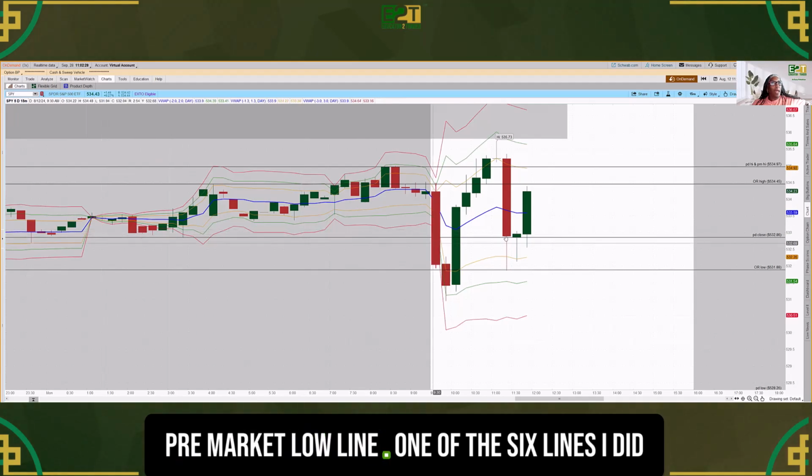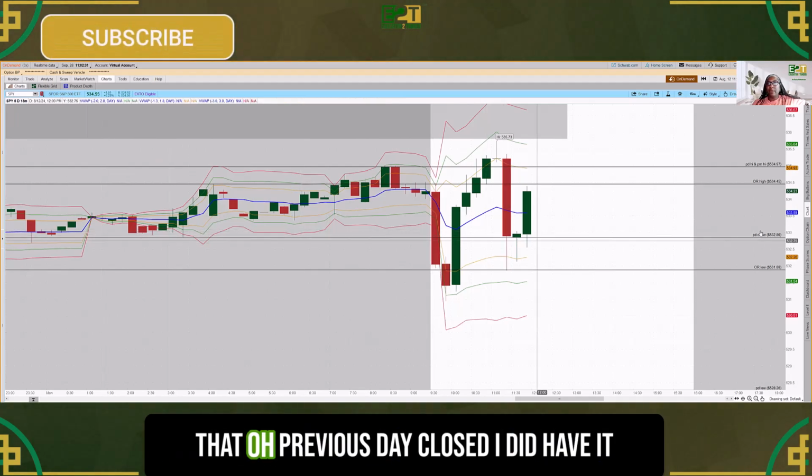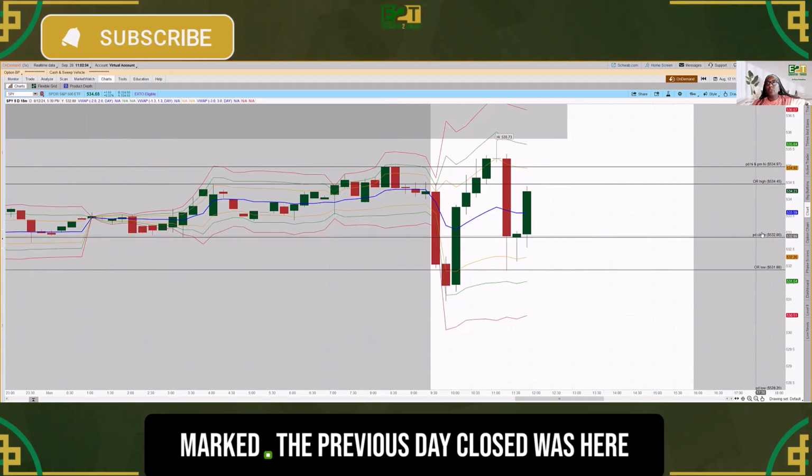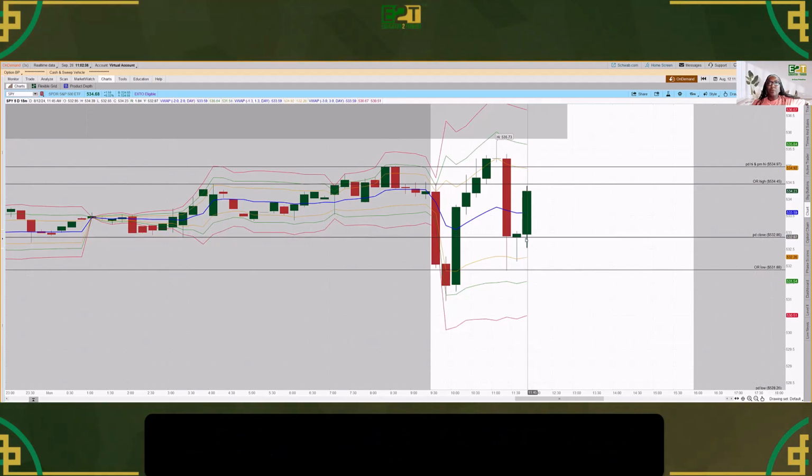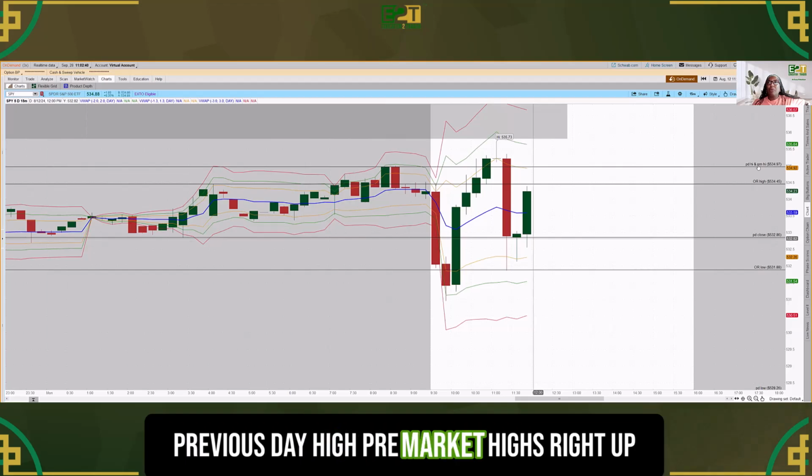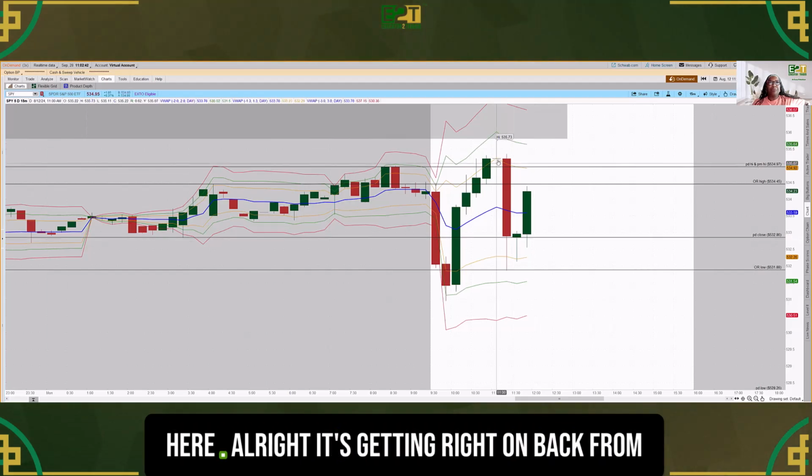Pre-market low line. One of the 6 lines, I think. Oh, previous day close. I did have it marked. The previous day close was here. Previous day high, pre-market high is right up here. Price came right on back from down there.